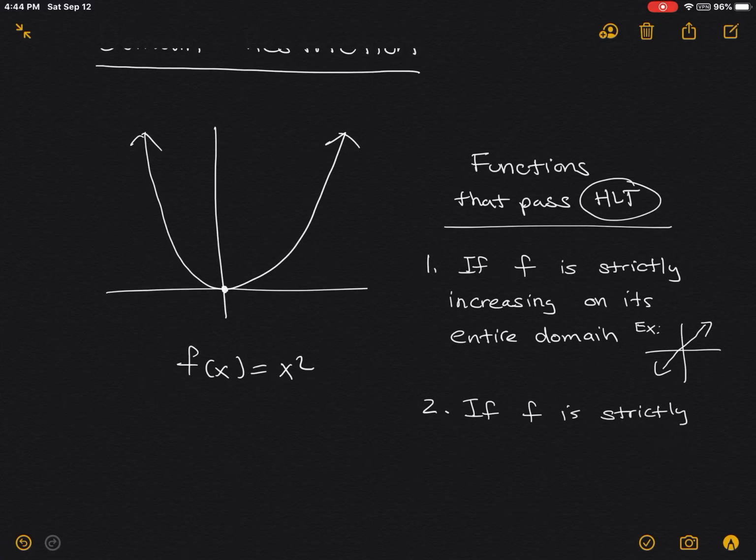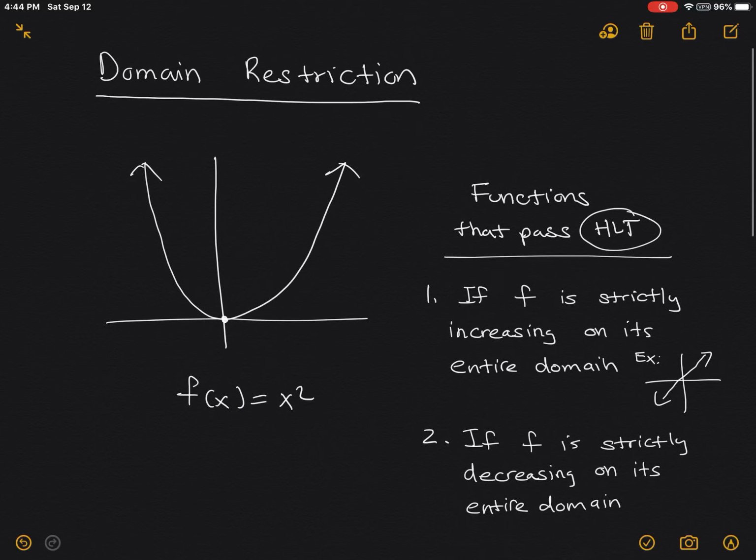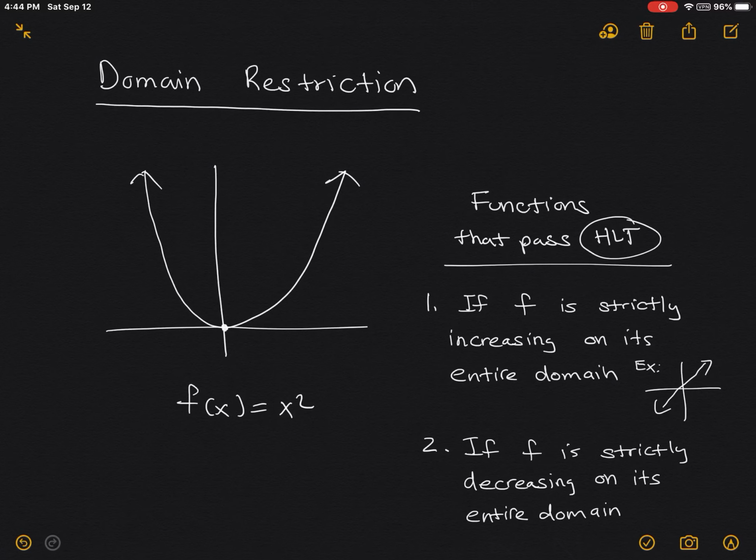Or, likewise, if f is strictly decreasing on its entire domain. Think of something that's strictly decreasing, like maybe a line that goes like this. Clearly decreasing from minus infinity to infinity. This will pass the HLT. So how does that relate to this?